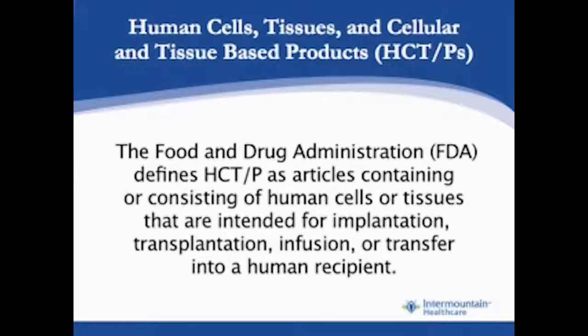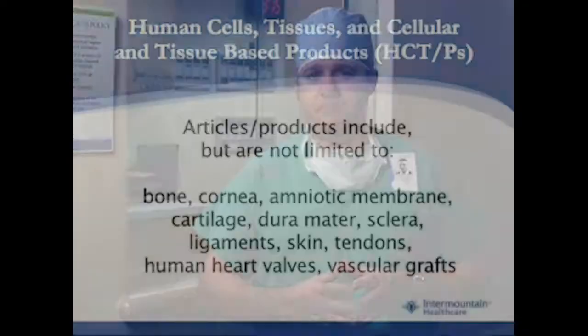Human cells, tissues, and cellular and tissue-based products, or HCTPs, are a class of biologics specifically defined by the U.S. Food and Drug Administration, or FDA. HCTPs are defined as articles or products containing or consisting of human cells or tissues that are intended for implantation, transplantation, infusion, or transfer into a human recipient. Any vendor providing Intermountain these products must register with the Food and Drug Administration.